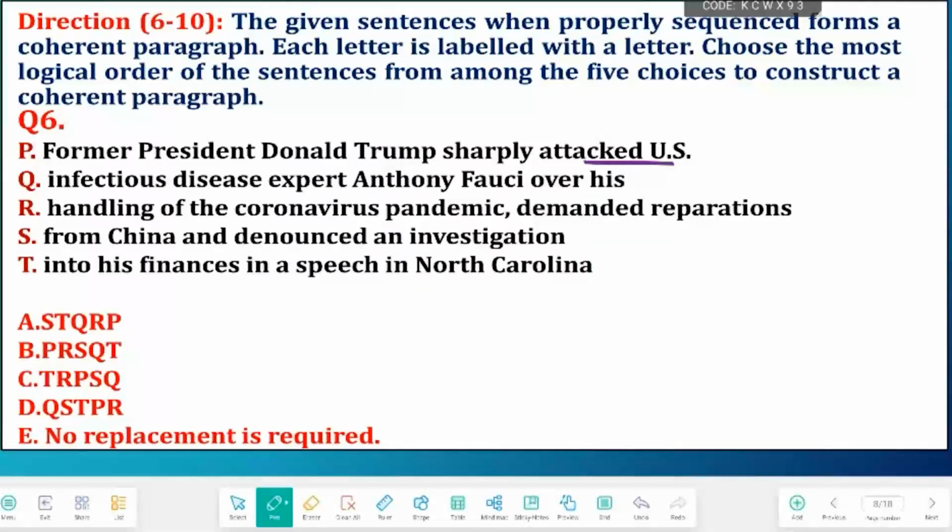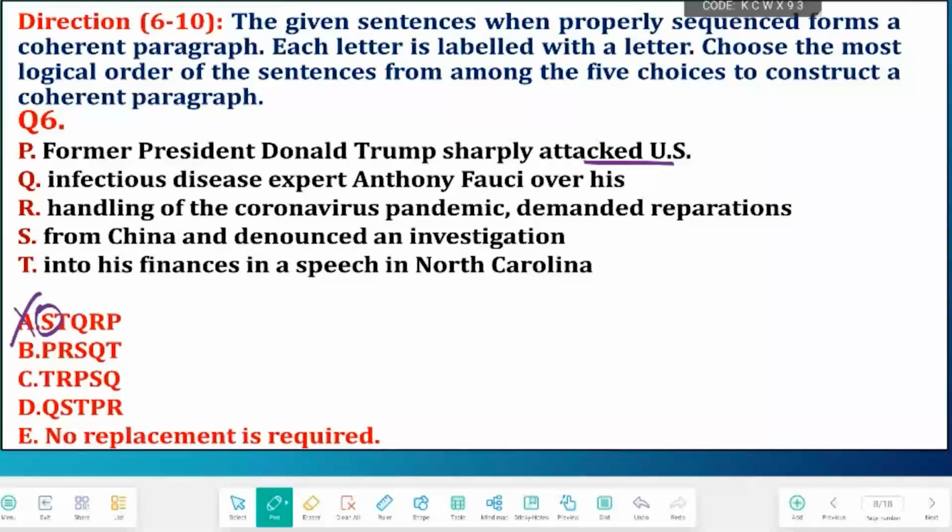Okay, so let us solve this now. Former President Donald Trump sharply attacked US. These are 1, 2, 3, 4, 5 statements. We can use the elimination technique also. Let's see if we can use the elimination technique over here. Option A is saying it will start with S. What is S? From China and denounced an investigation. Can this be our introductory statement? No, it can't be. So eliminate this.